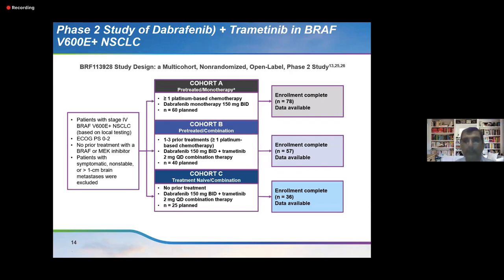This was a complicated study design. I'll simplify it for you. There were people who had BRAF mutant non-small cell lung cancer. They were divided into 3 cohorts. Cohort A was pretreated monotherapy. That is, people were exposed to chemotherapy and were given only dabrafenib. So that's our control group, almost like a vemurafenib group. Cohort B was somebody who was pretreated and you give dabrafenib and trametinib. Cohort C was a treatment-naive combination.